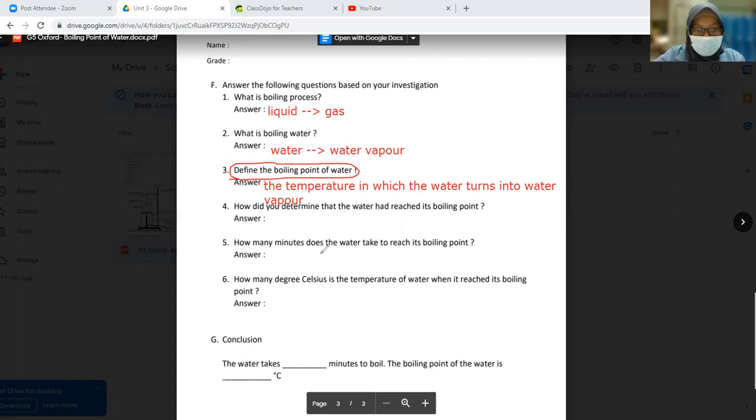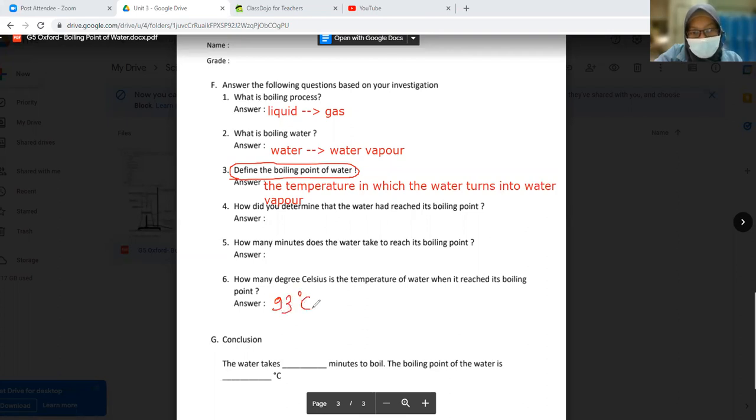Okay, how many minutes does the water take to reach its boiling point? Based on our observation, it takes 22 minutes. And then how many degrees Celsius is the temperature of water when it reaches its boiling point? Okay, it's 93 degrees Celsius.